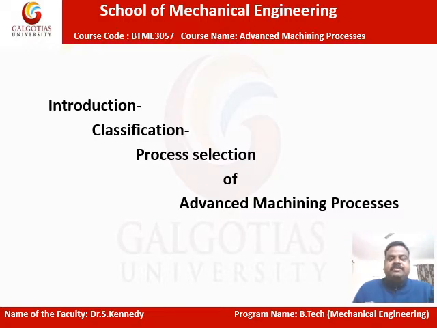Course code is BTME3056. In this Advanced Machining Process course, we'll be studying various advanced machining processes like ultrasonic machining, abrasive jet machining, water jet machining, electrochemical machining, electric discharge machining, and beam machining: laser beam, electron beam, ion beam machining, and also some of the advanced finishing processes like abrasive flow machining and magnetic abrasive finishing.